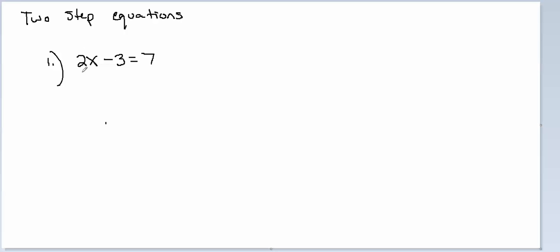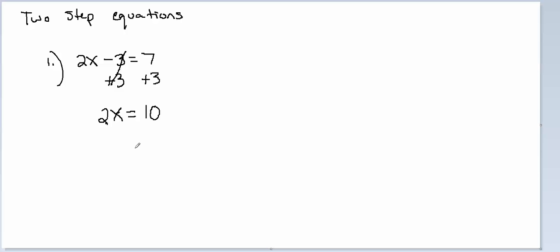So the way I do that is I always get rid of any number added or subtracted first. So I'm always going to undo the addition or subtraction first. This one has subtraction, so we're going to undo the subtraction by adding. So the opposite operation is to add. And when you do that to one side, you do that to the other. So that will get rid of this 3, so I'm closer to having x by itself. So I have 2x on the left equals 7 plus 3 is 10.